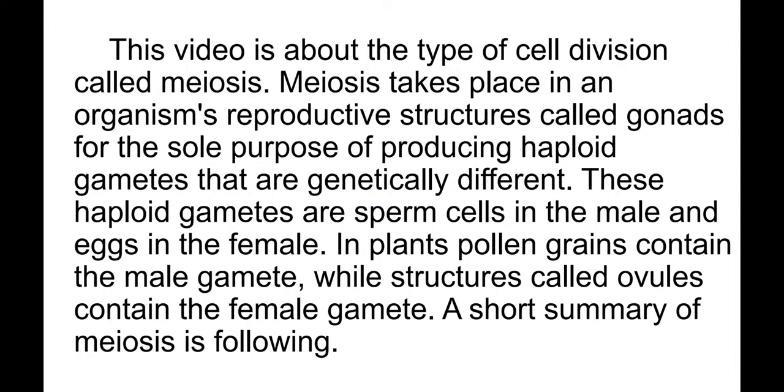So, meiosis takes place in an organism's reproductive structures called gonads for the sole purpose of producing haploid gametes that are genetically different. These haploid gametes are sperm cells in the male and eggs in the female. In plants, pollen grains contain the male gamete, while structures called ovules contain the female gamete.